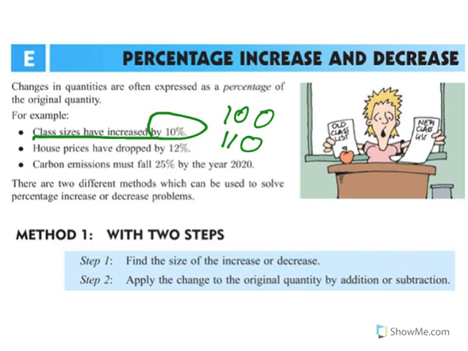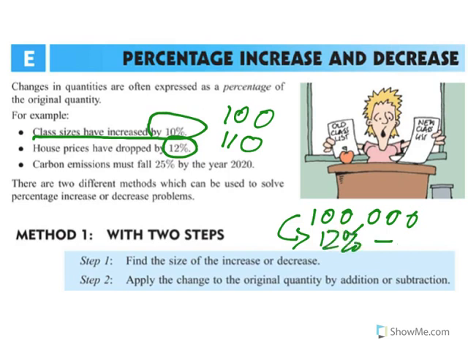Okay? Look at this problem. House prices have decreased by 12%. So if house prices were, let's just use the number 100,000, and they have decreased by 12%, we would figure out what is 12% of this and subtract it from the original. There are two methods that we can use.